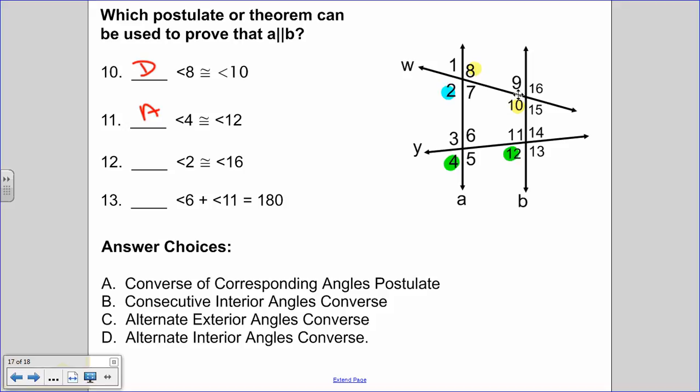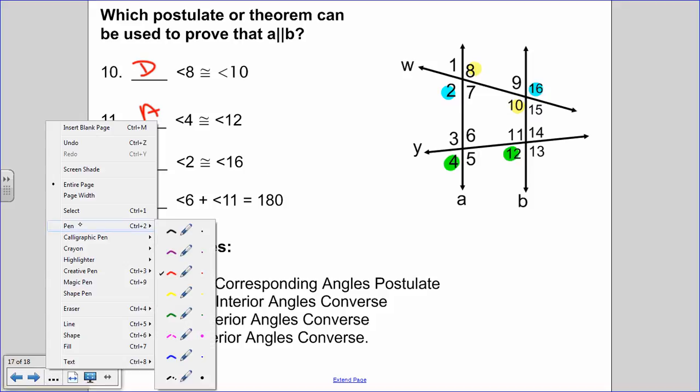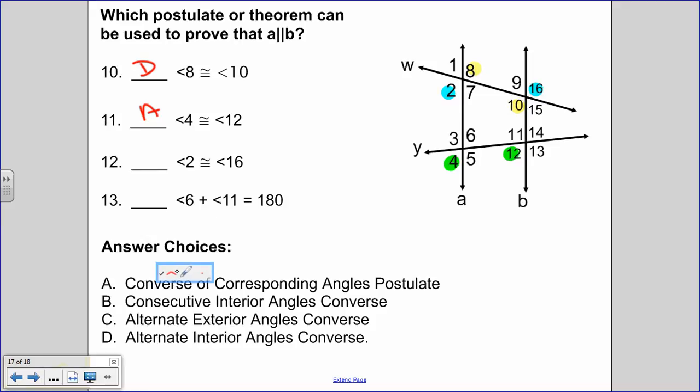2 and 16 are in the exterior region on different sides. So they're alternate exterior angles. So we're going to use the converse of alternate exterior, which is C.